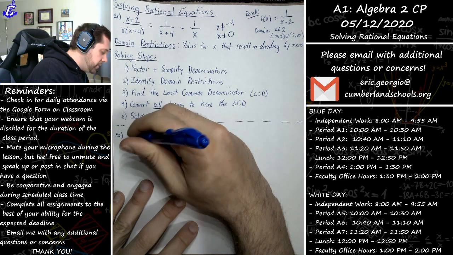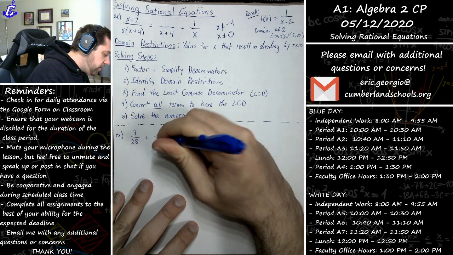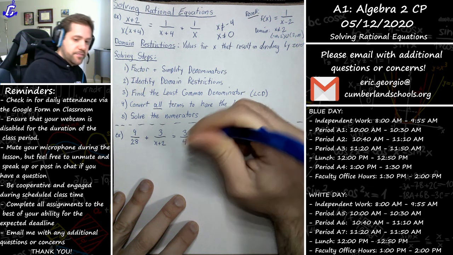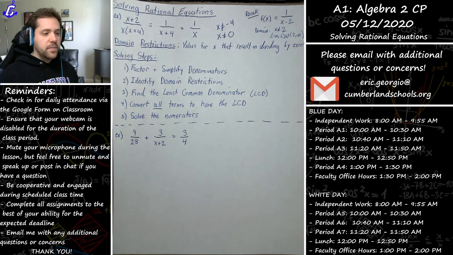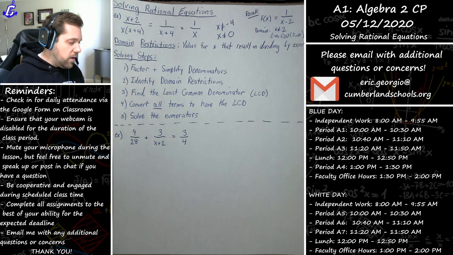We'll start with 9 over 28 plus 3 over x plus 2 is equal to 3 over 4. Okay? First thing I want to do is factor and simplify. Is there any factoring to do in the denominator? Not really. Everything's already broken down, so we're all set there.